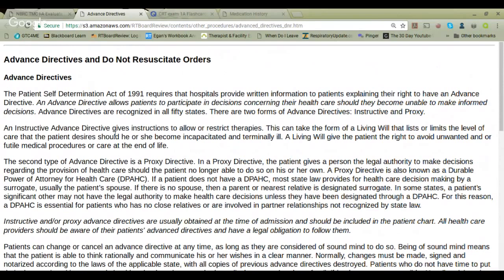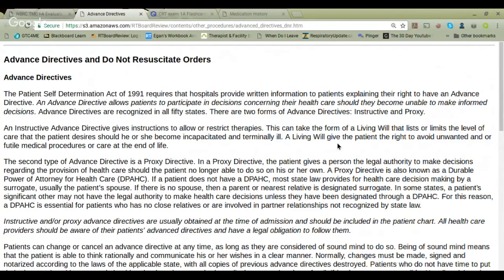An instructive advance directive gives instructions to allow or restrict therapies. This can take the form of a living will that lists or limits the level of care that the patient desires should he or she become incapacitated or terminally ill. A living will gives the patient the right to avoid unwanted or futile medical procedures or care at the end of life.